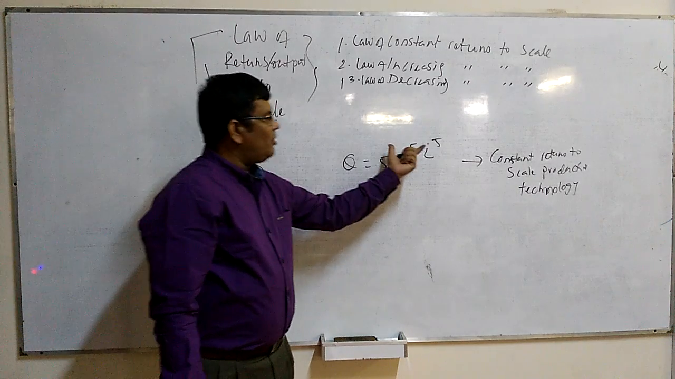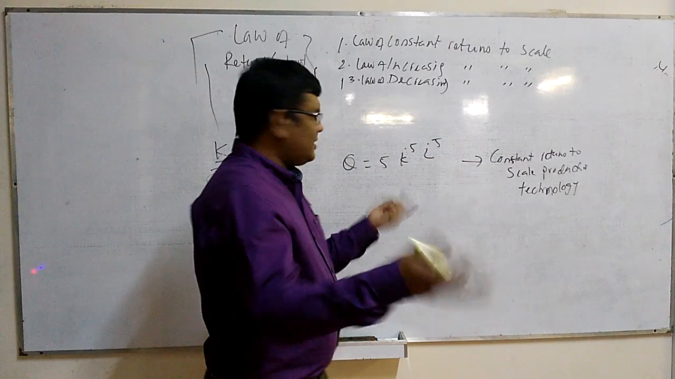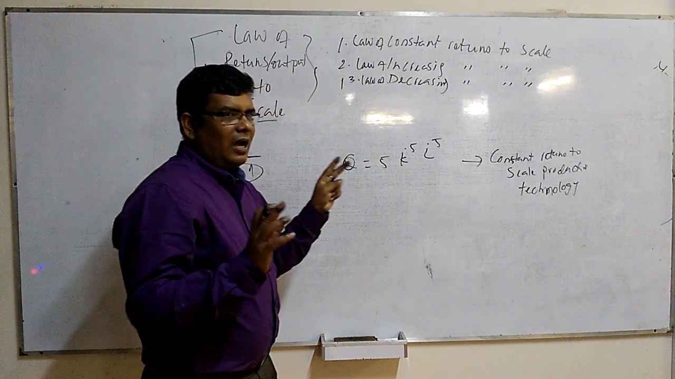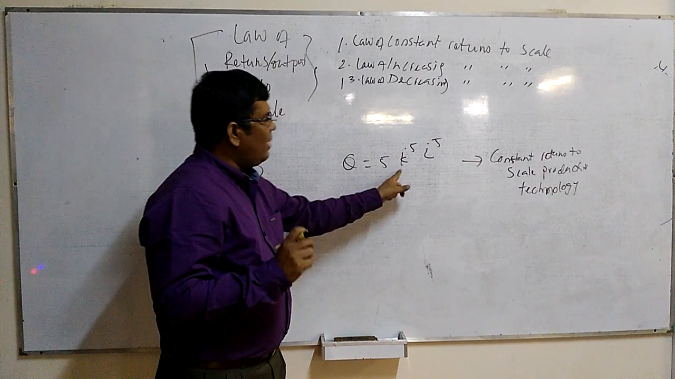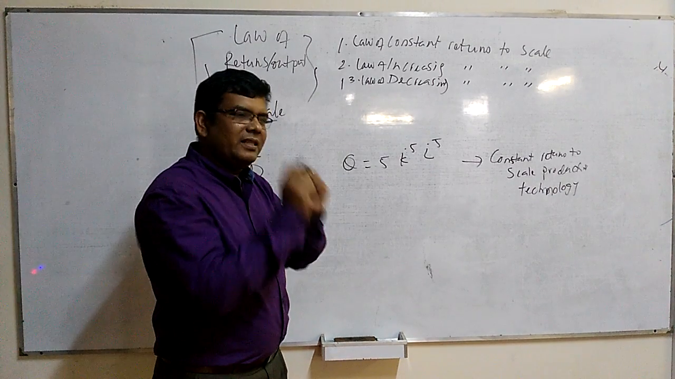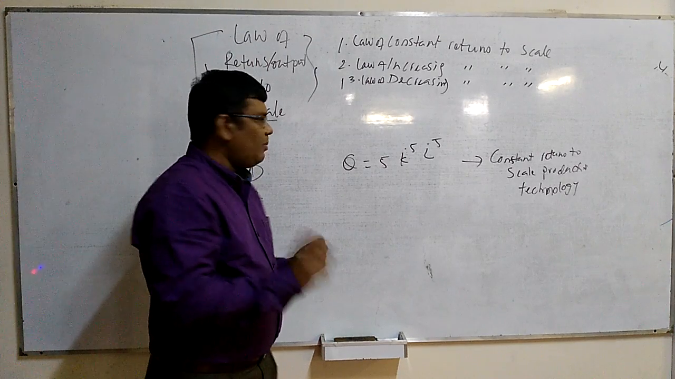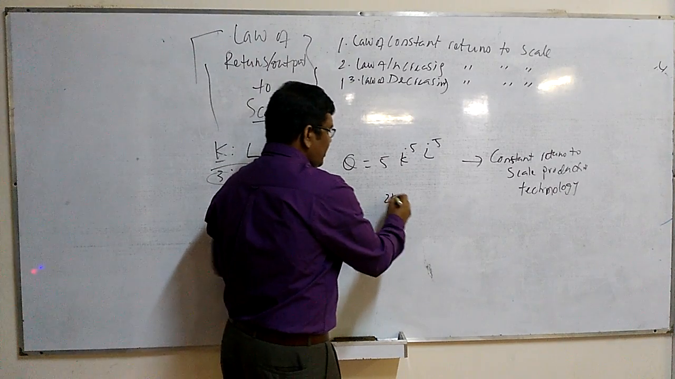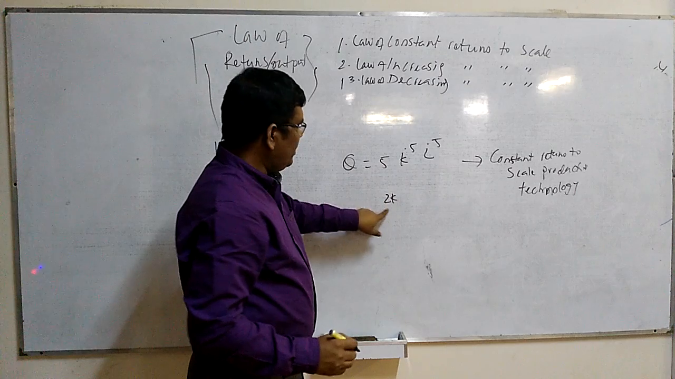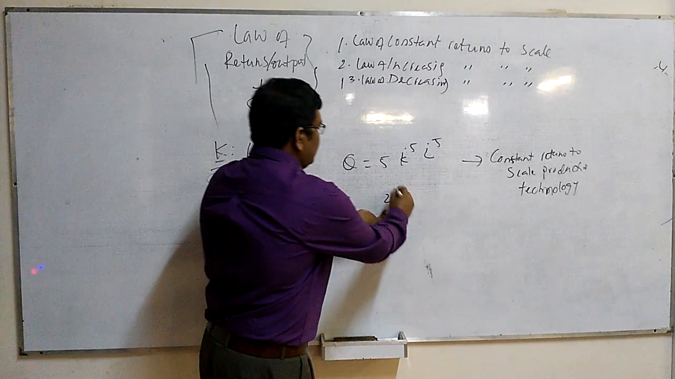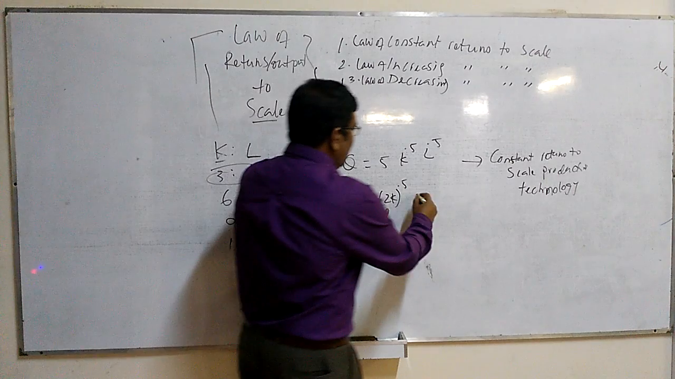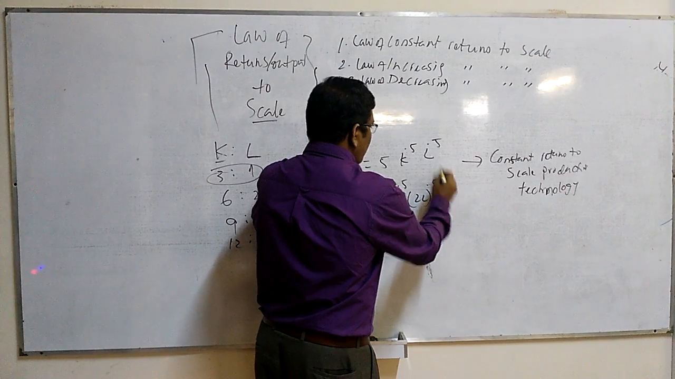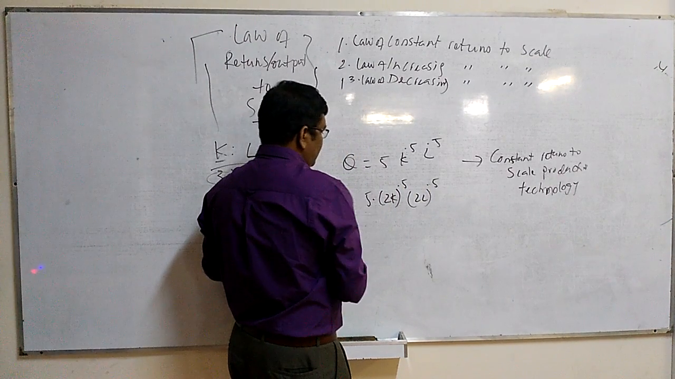So the power is important, not all the powers. Let us try to prove it. How can we start? You have two inputs. Let us make these inputs double. So in place of K, we put 2K. The power is 0.5. And 2L, the power is 0.5. And 5 is there, fine.